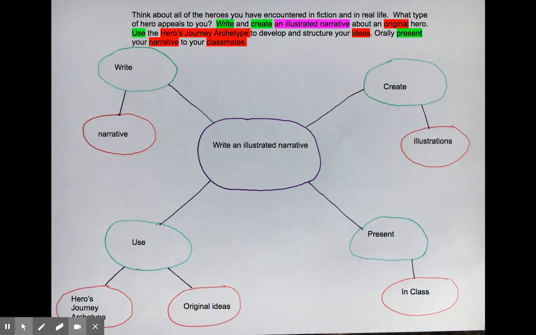Okay, moving over to the right there from Hero's Journey Archetype, it's going to be original ideas. This is going to be your own hero. We're not going to be talking about Harry Potter. We're not going to be talking about Black Panther or Captain America or Iron Man, or Luke Skywalker. Those are all heroes that have already been developed. You're going to develop your own hero. You may end up borrowing certain qualities, but it's going to be your own story that you're going to talk about. And then, yes, what you're going to be doing is you are going to present your story, or at least a summary of your story, in class.